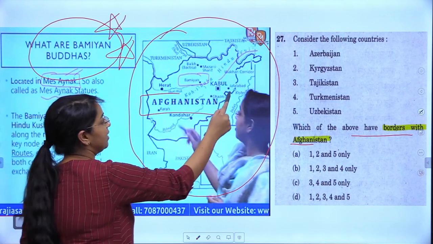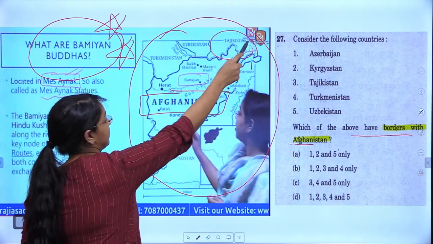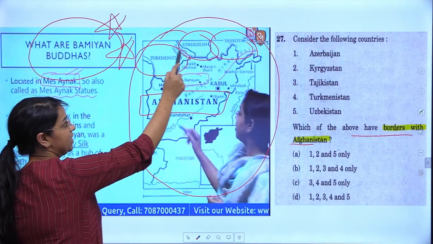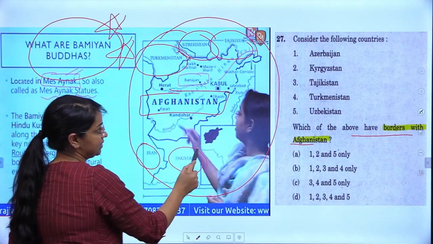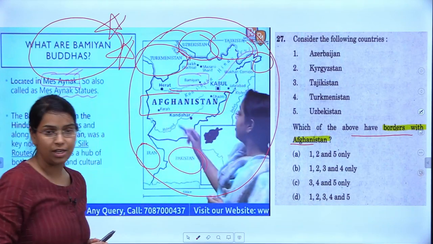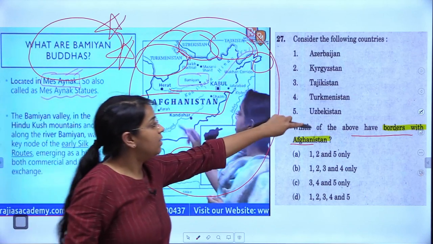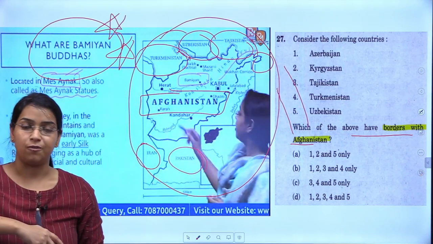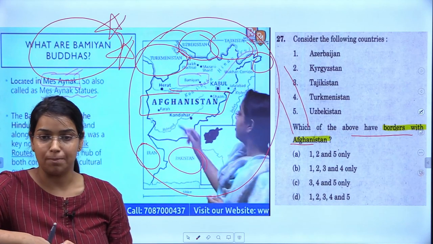You see Afghanistan, all the borders have been shown here: Tajikistan, Uzbekistan, Turkmenistan, Iran and Pakistan. Somewhere here India also, India claims. So you can directly answer this question if you have heard this discussion with me, right?